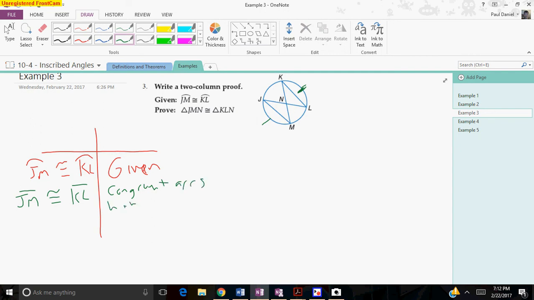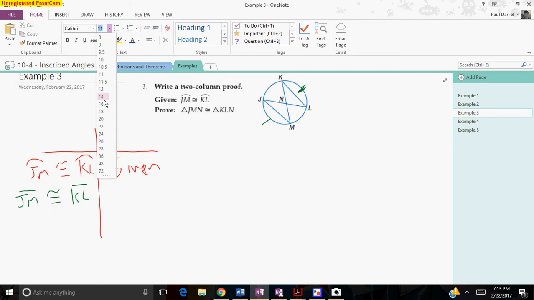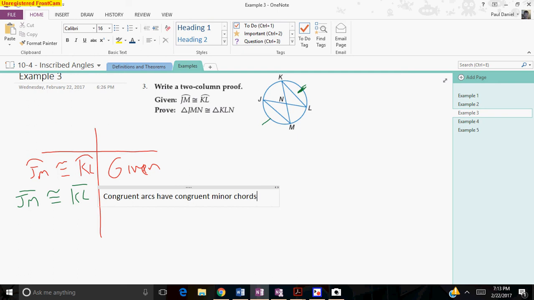have, man, that's really hard to type or to write on here. Let me erase this real quick, because I realize nobody can read that. So let me see if I can just type this in real quick. Okay, this is because congruent arcs have congruent minor chords. Okay, that was a theorem that we had earlier.